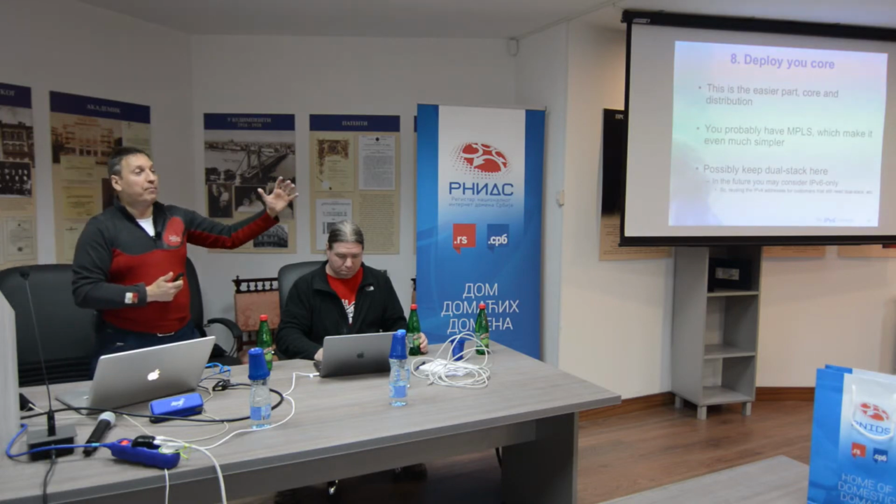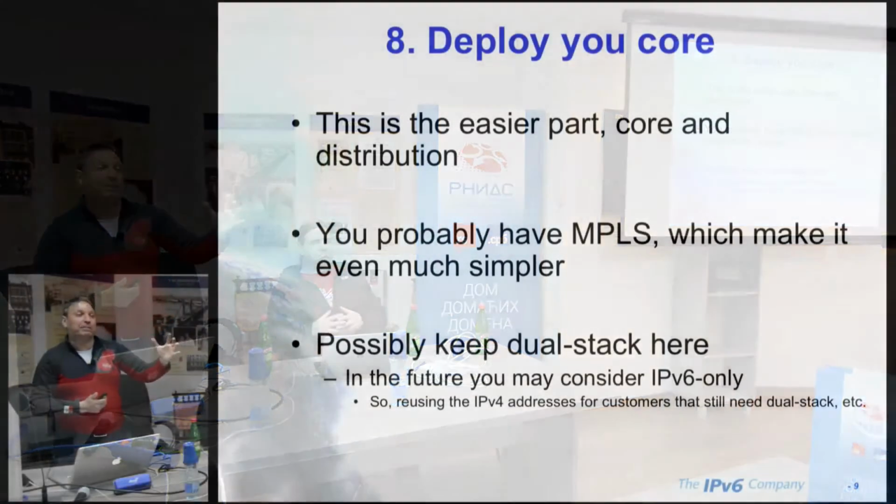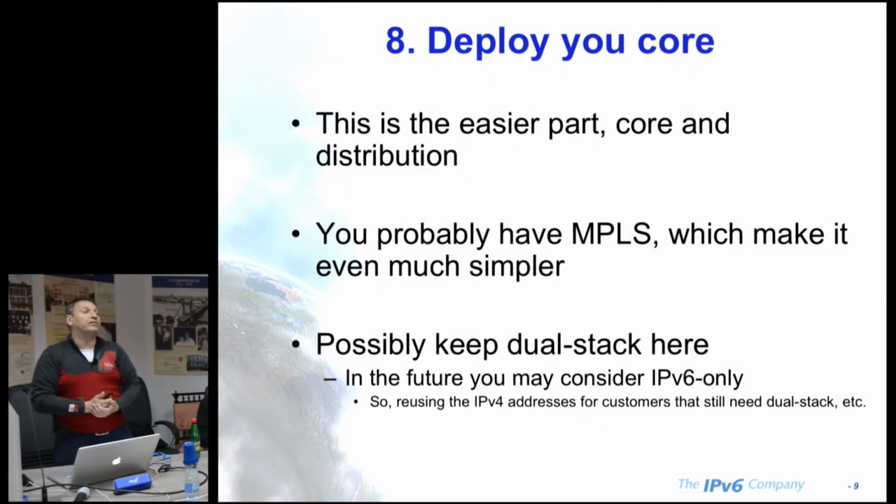Then, once you have all this, up to now it's basically planning, right? Now you go and deploy IPv6 at your core. If you have MPLS, that's really easy, so that should not be a problem. Possibly, you want to keep dual stack at the moment, but think that in the near future, at least parts of your network will be IPv6 only. That's something that we are going to see in the next presentation.